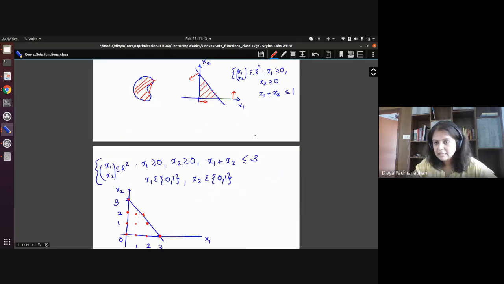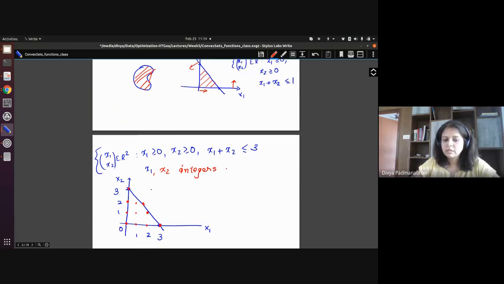Now I'm taking the same example here, but I have some more restrictions: x1 and x2 are not just between 0 and 1, they are integers. So okay, let's say x1, x2 are integers. Is this a convex set? The region I've shown is like this, the ones in red. Is this a convex set?